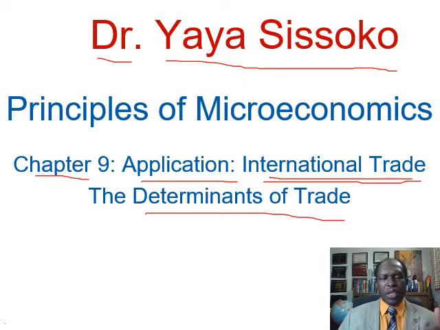The country that has the lowest opportunity cost in producing one good should specialize in the production of that good and export that good to the other country. And the country should import the goods and services in which it does not have the comparative advantage. Today we're going to go through some of the gains from trade, the winners and losers from trade. But we'll begin with the determinants of trade.